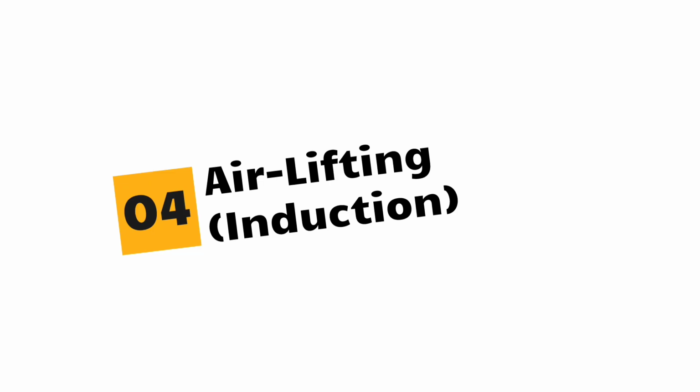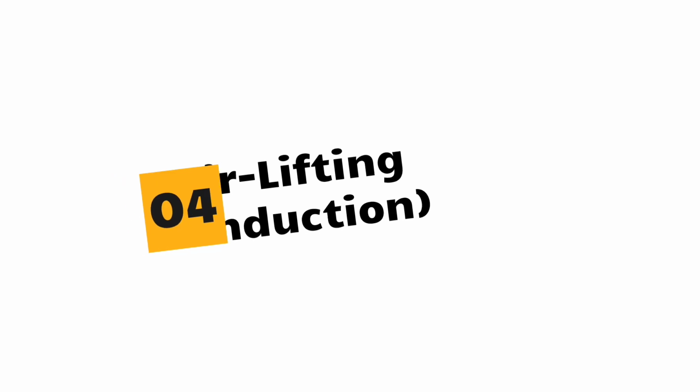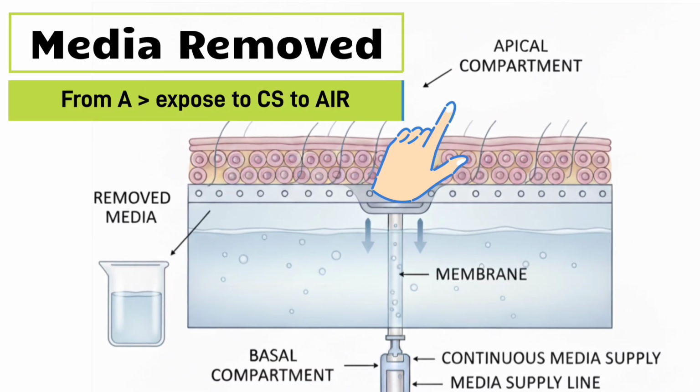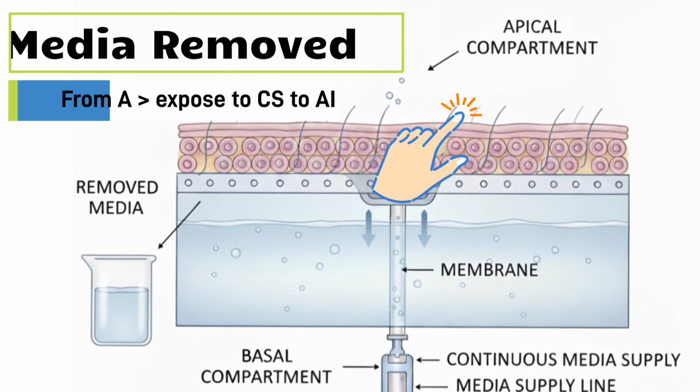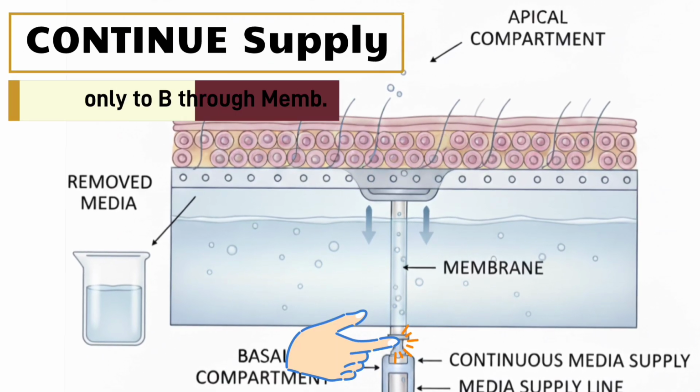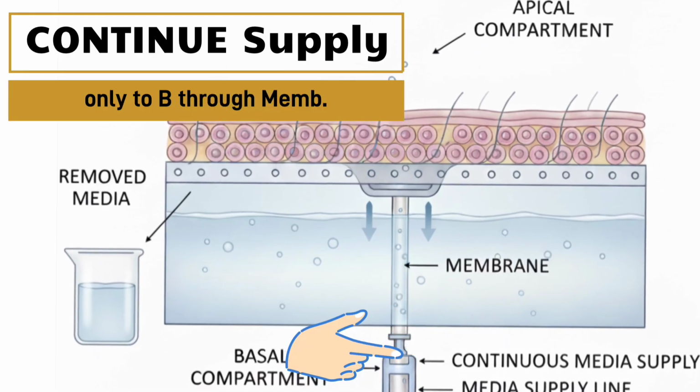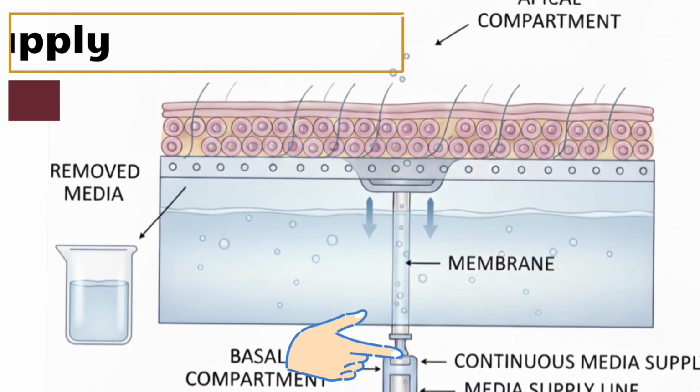Number 4. Airlifting, or ALI induction. Remove the media from the apical compartment, exposing the cell surface to air. Now continue supplying media only to the basal compartment through the membrane.